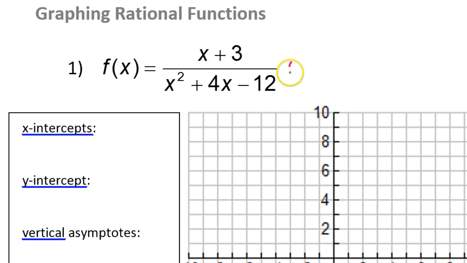If there's no number added on to the end or subtracted on the end, then what you can do is just set the numerator equal to 0 in order to find the x-intercepts. So if I have x plus 3 equals 0, subtracting 3 from both sides, that gives me x equals negative 3. That means we have an x-intercept of negative 3 comma 0.